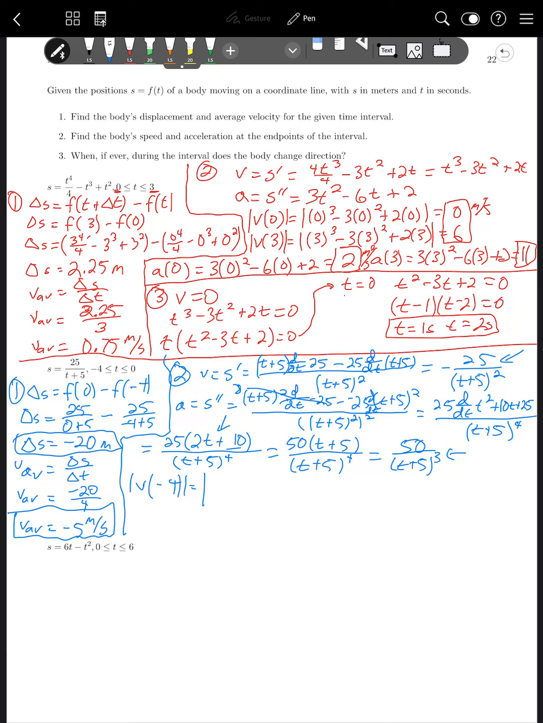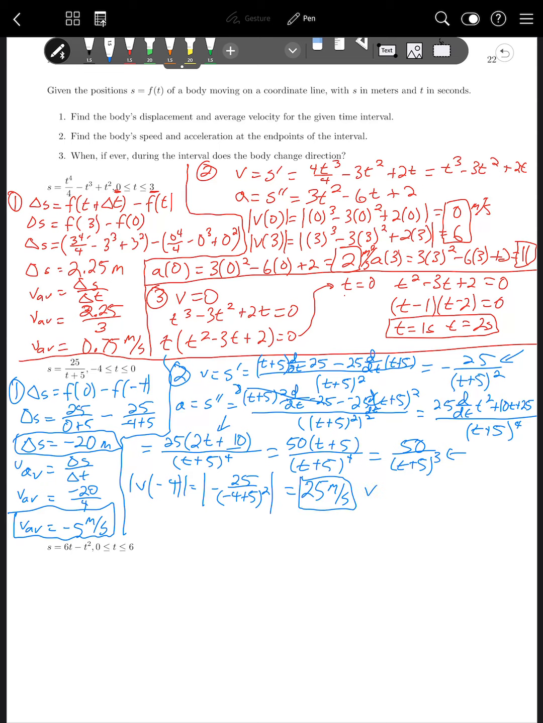Okay, so that would be the absolute value of negative 25 over (negative 4 plus 5) squared. So negative 4 plus 5 is 1. 1 squared is 1. Negative 25 divided by 1 is negative 25. The absolute value of negative 25 is 25. So 25 meters per second would be the speed at 4.